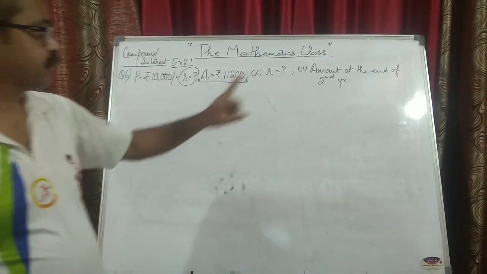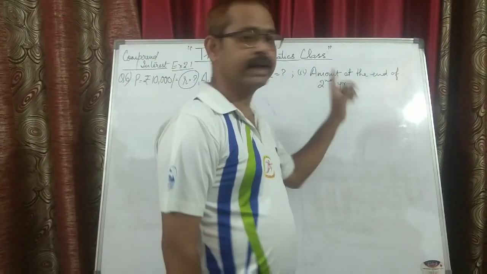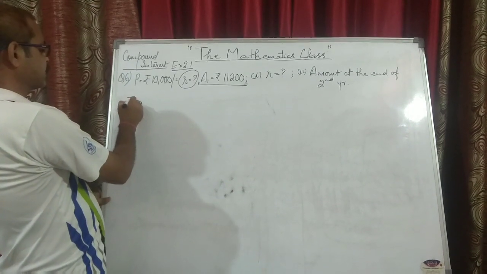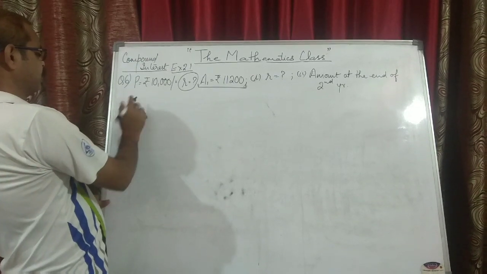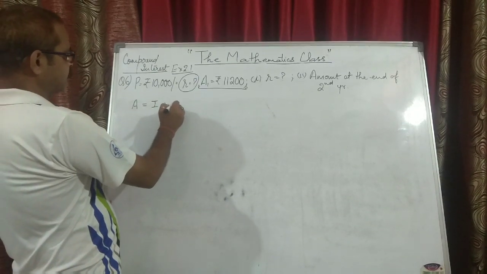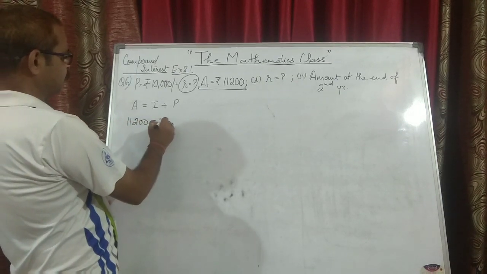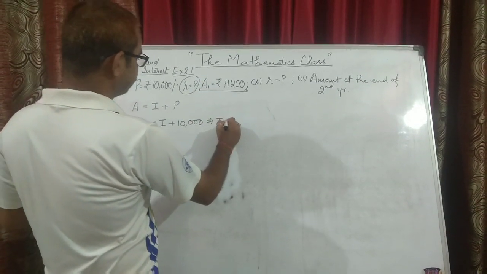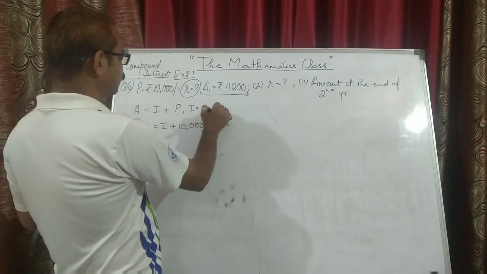So you have to find out two things. First, at what rate of interest he invested. Second, find the amount at the end of the second year. For the first part, we know that amount is always equal to interest plus principal. Amount is given, 11,200 is equal to interest plus principal, which is 10,000. It means that interest will be amount minus principal.